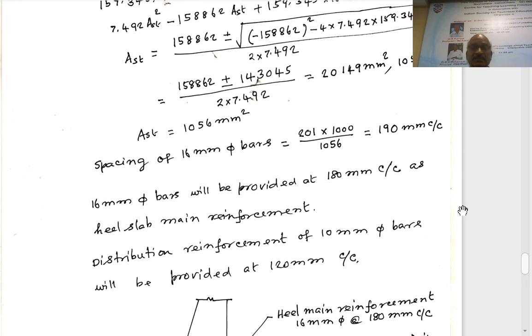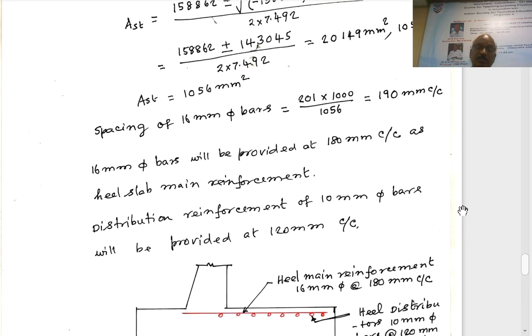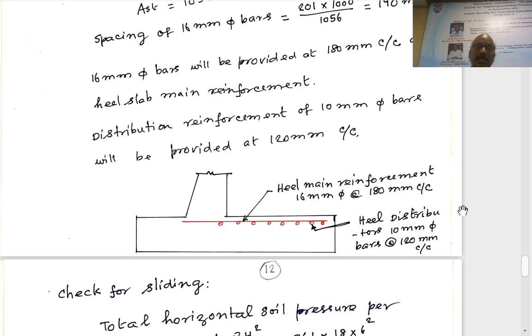Distribution bar, as in the case of toe slab, same thickness, so minimum 0.12%. So same 10 mm diameter bars as in the case of toe slab will be provided at 120 mm center to center. So here this is the reinforcement details for the heel slab. The horizontal bars that are provided at the top are the heel slab main reinforcement, and the dots, the circles, are the heel distributors, 10 mm diameter bars at 120 mm center to center. So when we combine everything, we get the cross section of the total retaining wall, right?